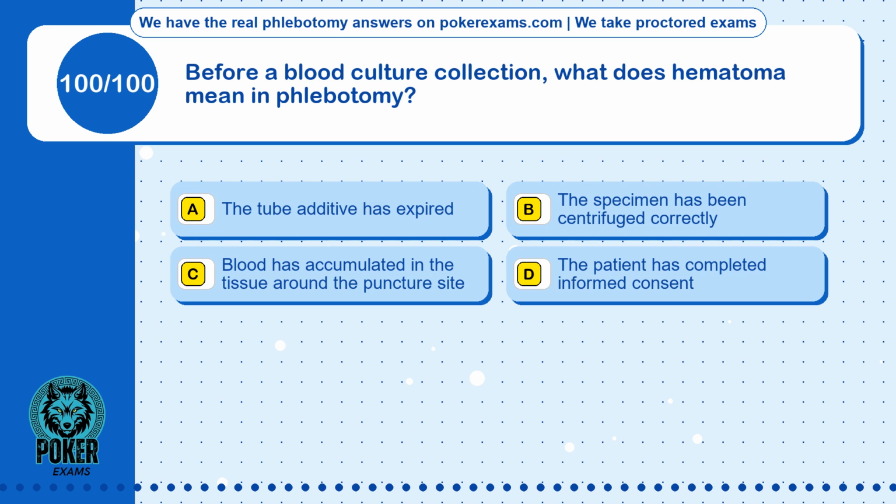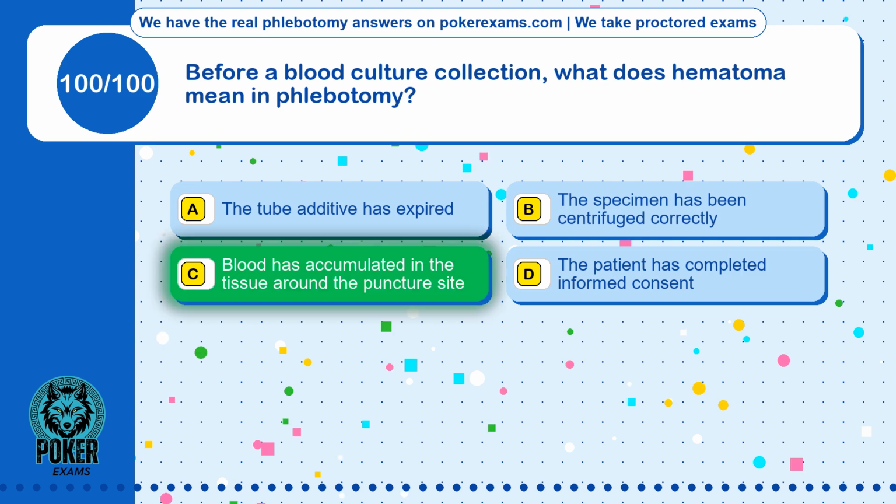Question 100. Before a blood culture collection, what does hematoma mean in phlebotomy? Option A. The tube additive has expired. Option B. The specimen has been centrifuged correctly. Option C. Blood has accumulated in the tissue around the puncture site. Option D. The patient has completed informed consent.